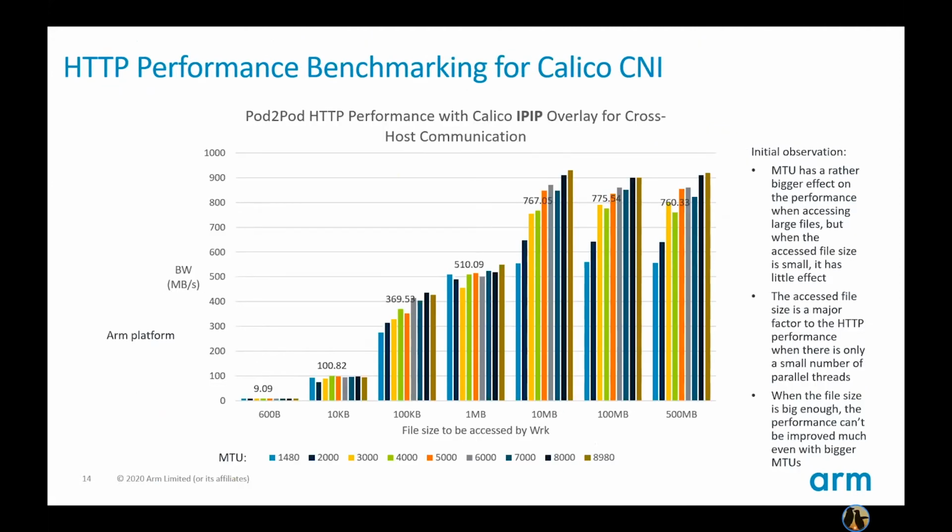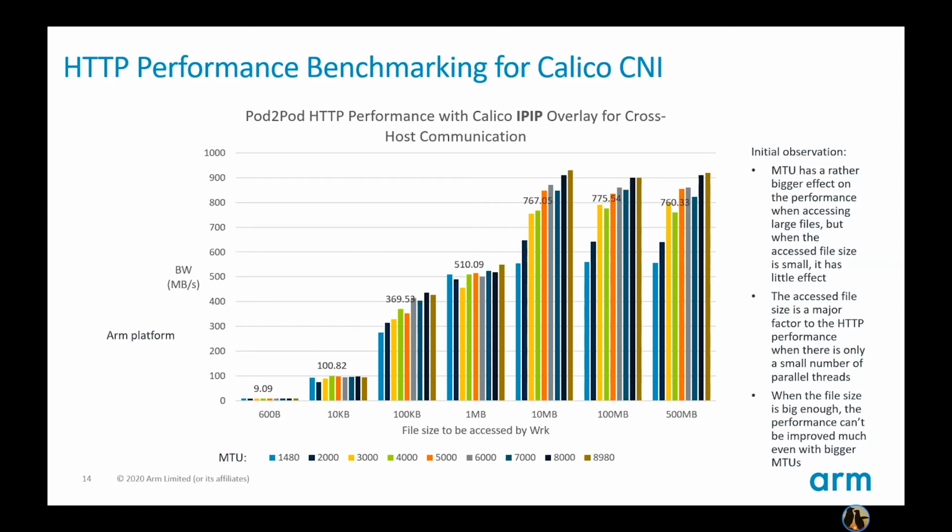This is the HTTP performance benchmarking for the Calico CNI. We would just explain what it covers. We use different file sizes, from 600 bytes to 500 megabytes. As we increase the file size, at the same time we also increase the MTU we use.